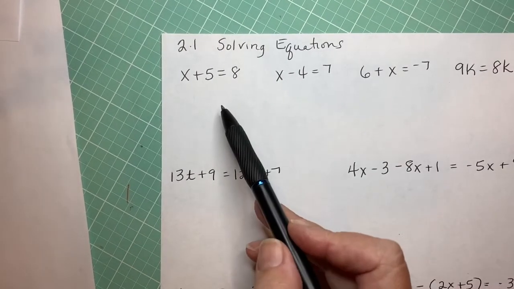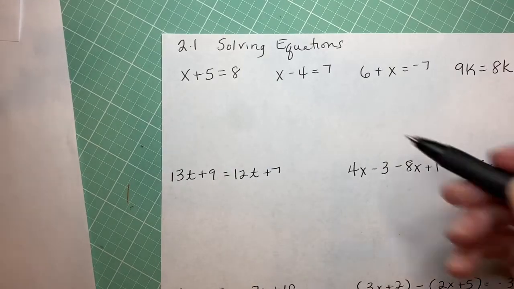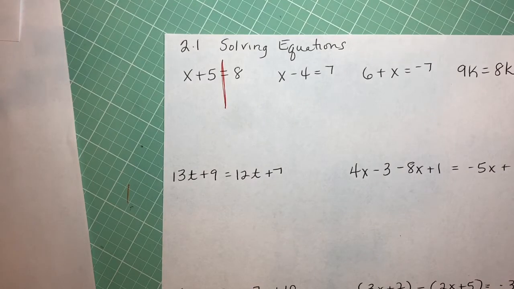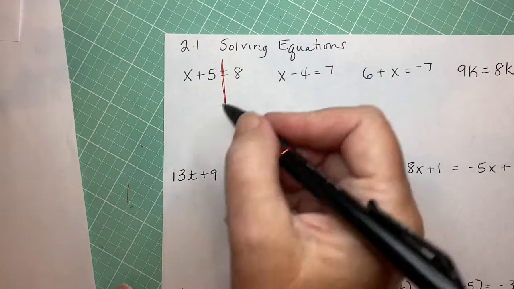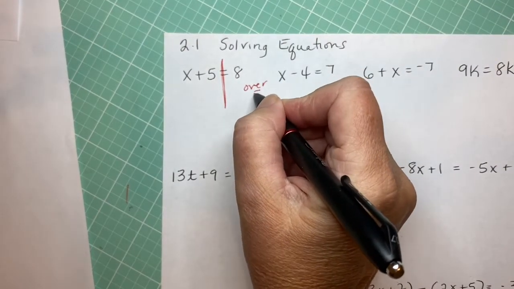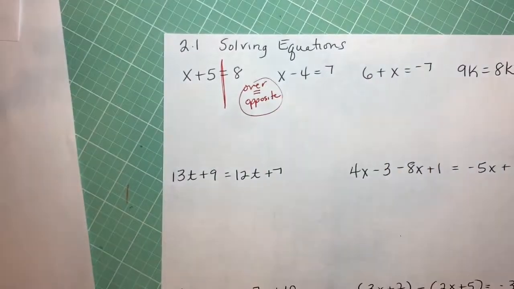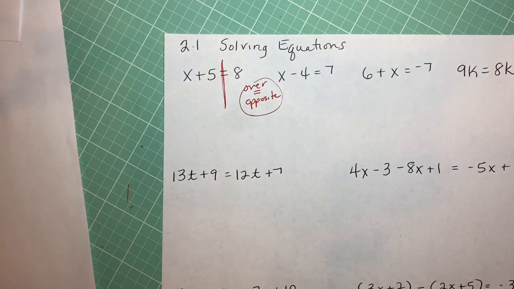So let's look at this first one. When you have an equation, you always want to be aware of your equal sign. Think of that as like the barrier or the wall. You can move back and forth over that barrier, but whenever you go over the equal, you have to do the opposite. So that's kind of the rule to the game. You can move things over, but if you go over that little wall, you have to do the opposite.